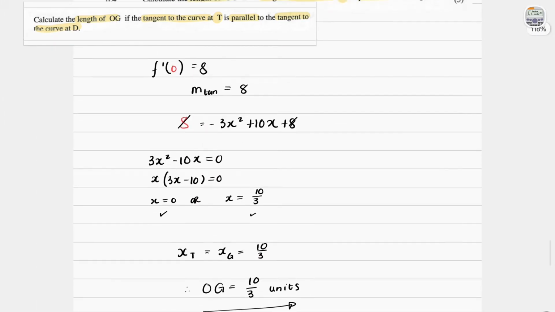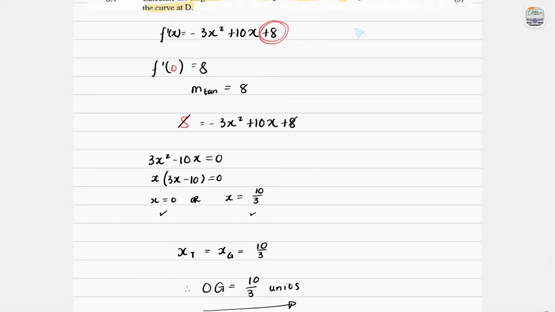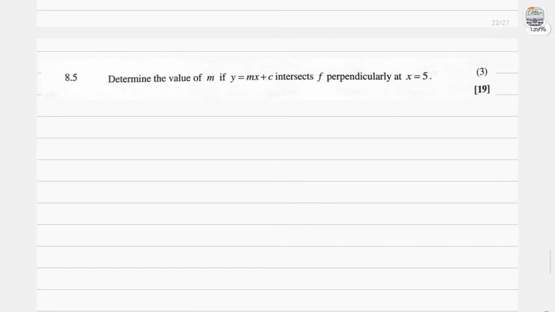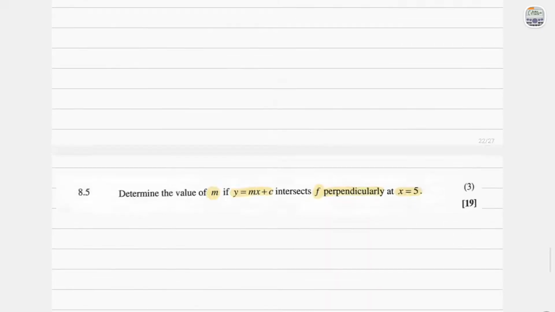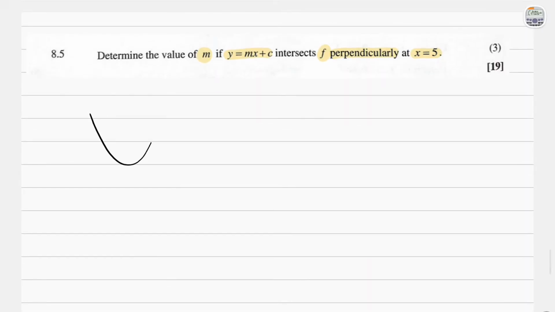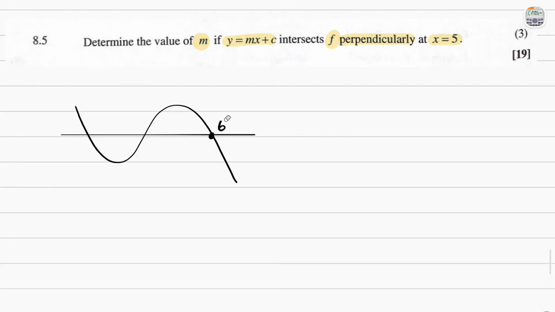Okay, so that is it for this question, and moving on to the next question. Question 8.5 says, determine the value of m if y equals mx plus c. So that's a gradient they're referring to. If this graph intersects f perpendicularly at x equals 5. So this is a lot like this question. They're using the same idea. We have the graph of f, which was a cubic function. And they're saying that we need to find m, the gradient of a line which is perpendicular to f at x equals 5.